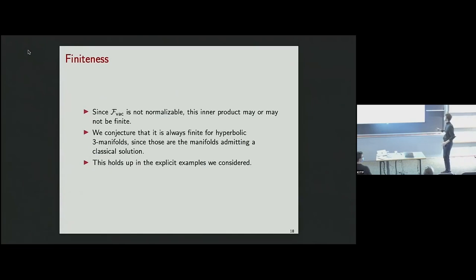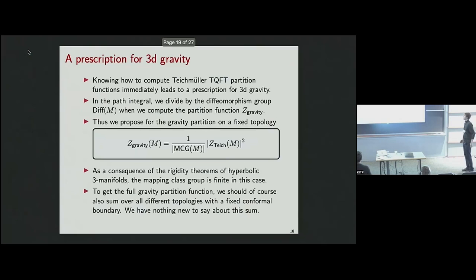So the very natural conjecture would be that this inner product is finite whenever you consider a hyperbolic three-manifold. Because in this case, there's a semi-classical solution, you can do semi-classical path integrals, and you expect some well-defined answer. At least in the examples that we considered, this seems to hold up, but we don't have a systematic way of proving something like this. And also, it is a very complicated condition to say the three-manifold is hyperbolic, so it's very hard to characterize. But the advantage is that you don't run into some infinity on the way. Either it's finite or it's not finite.